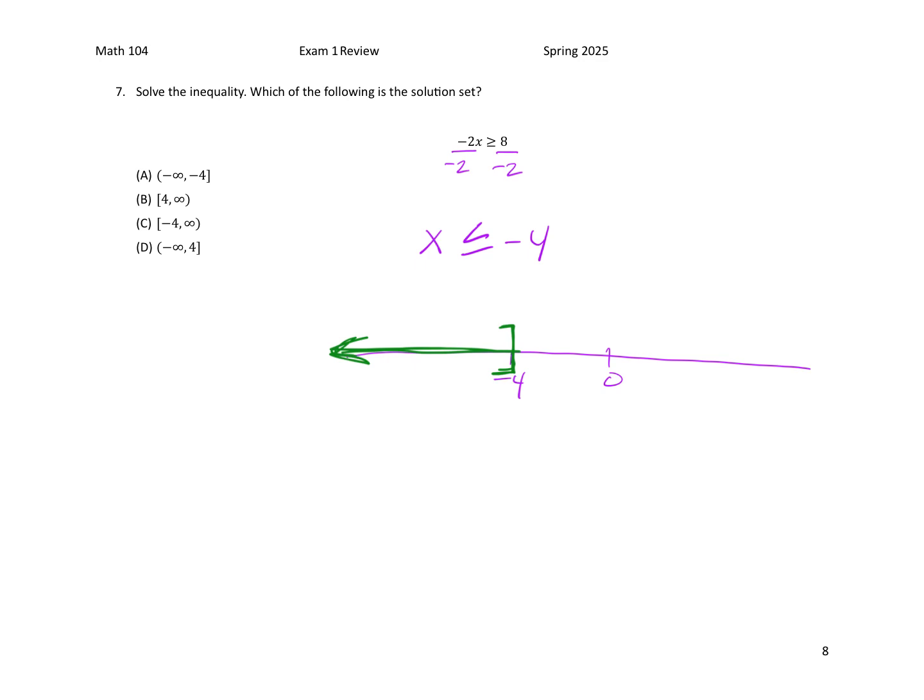So in interval notation, this is -infinity to -4, including the -4, but we never include an infinity. So that looks like answer choice A.